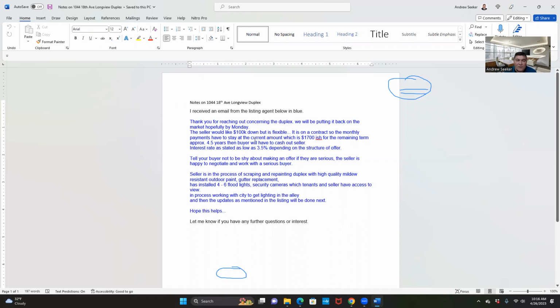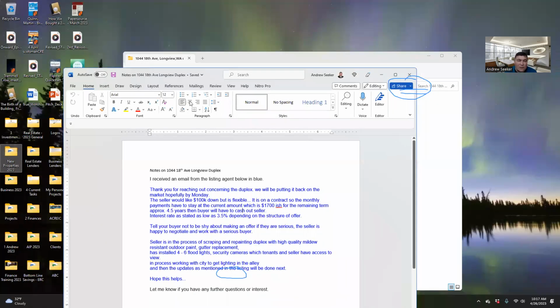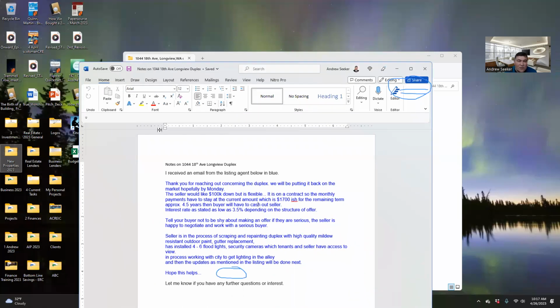The monthly payments have to stay at the current amount, which is 1,700-ish, for the remaining term of approximately 4.5 years. And then the buyer will have to cash out the seller. The interest rate is stated as a low 3.5%, depending on the structure of the offer. This one didn't pan out for me either. I do remember why, because their asking price was astronomical. They were asking 450,000, I think, and the rents in this area are nowhere even close to that.